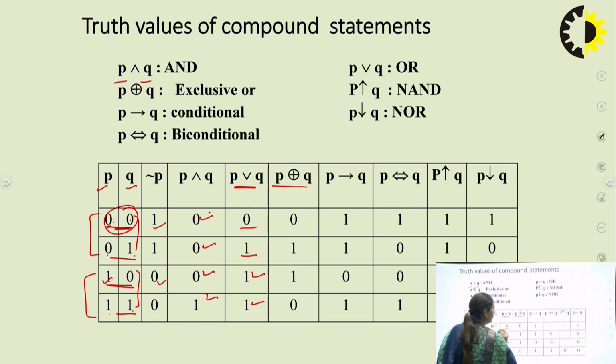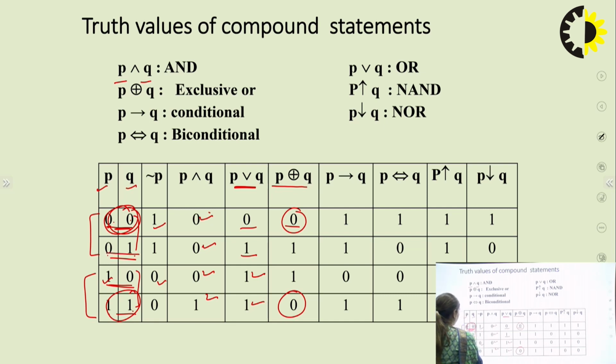P exclusive or Q means that both the inputs should not be the same, right? See here, 0, 0, we are having 0. 1 and 1, we are having 0. Means we should not have both the inputs same. If we are having the same inputs, then the output will be low in this case. And if we have different inputs, we are having the high output.